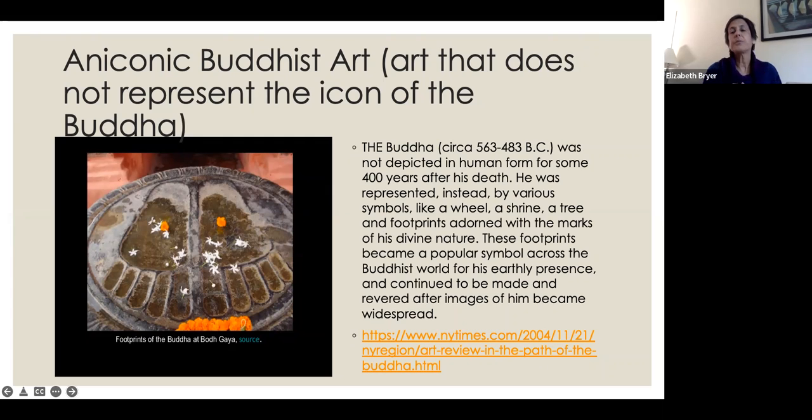The Buddha lived from, I think I gave his death date as his birth date, he lived from 563 to 483 BC. He was not depicted in human form for some 400 years after his death, and nobody knows why that is, but that's the case. He was represented instead by various symbols like a wheel, a shrine, a tree, and footprints adorned with the marks of his divine nature. These footprints became a popular symbol across the Buddhist world for his earthly presence and continued to be made and revered after images of him became widespread.